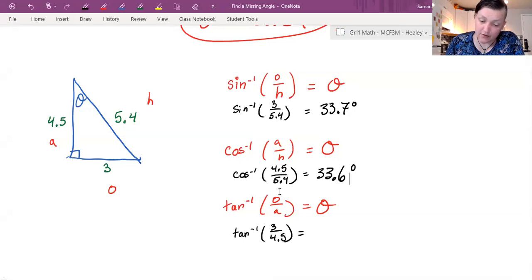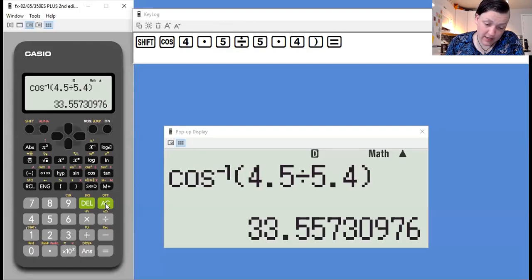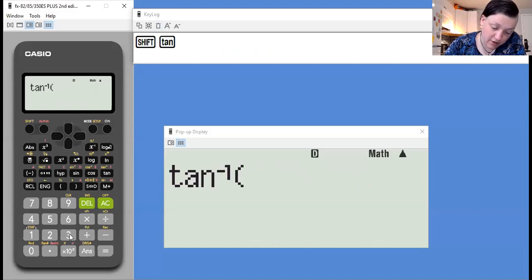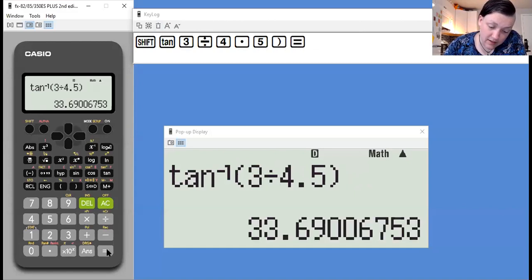And if I had done tangent inverse of 3 over 4.5, let me show you the calculator this time. So if I had entered that, again using my shift button to select tangent inverse of 3 over 4.5, I would get 33.69, which rounds to 33.7.